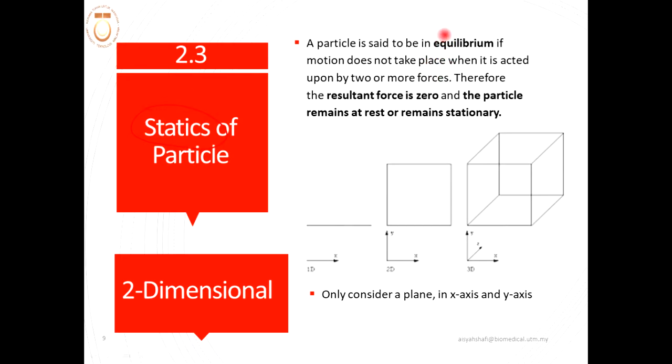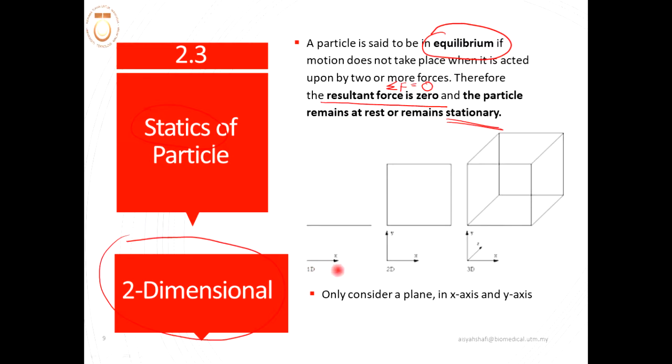means equilibrium, meaning the resultant force is zero, so the particle remains at rest or remains stationary. So this is the keyword: the resultant force is equal to zero. Okay, and two-dimensional. Two-dimensional depends on the coordinates of the forces.